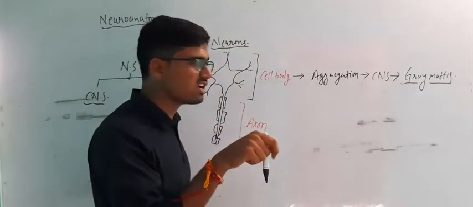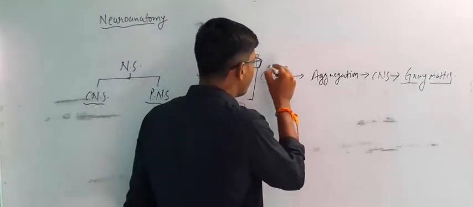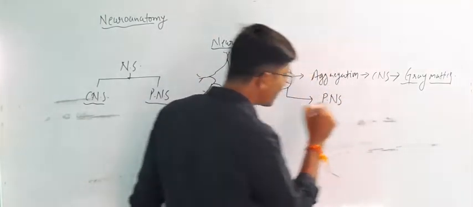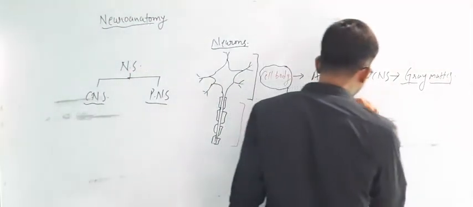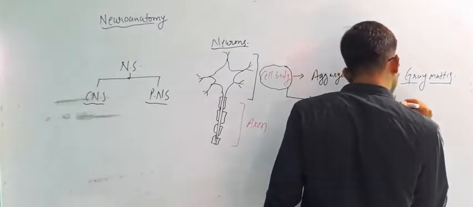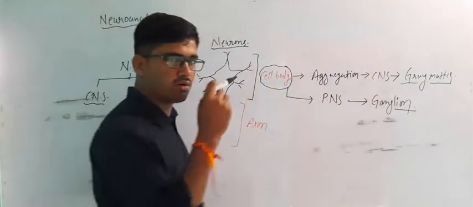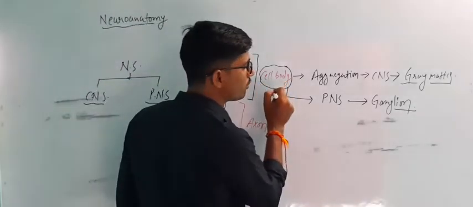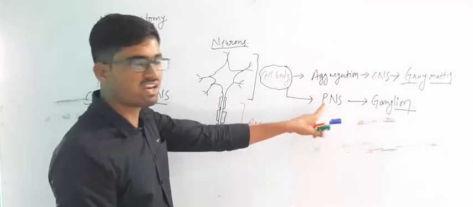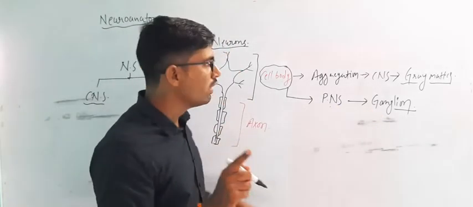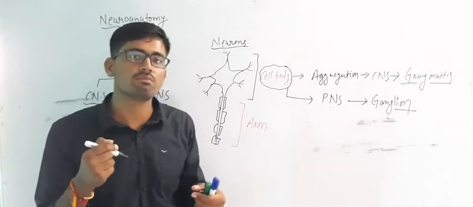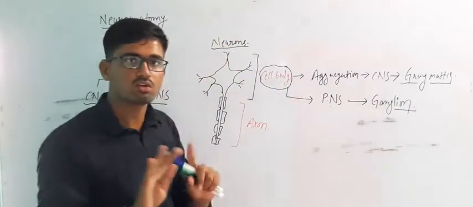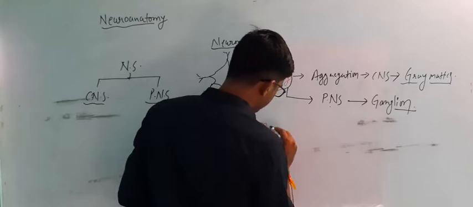Why am I saying within the central nervous system? Because the aggregation of cell bodies within the peripheral nervous system, the PNS, is called a ganglion. You know ganglia, like the pterygopalatine ganglion, the optic ganglion. So whenever you think about gray matter, remember it is nothing but the aggregation of cell bodies.